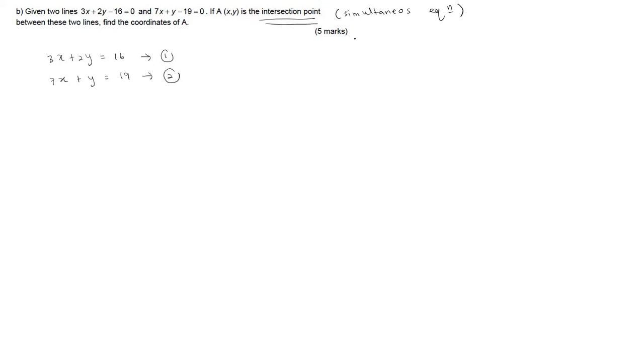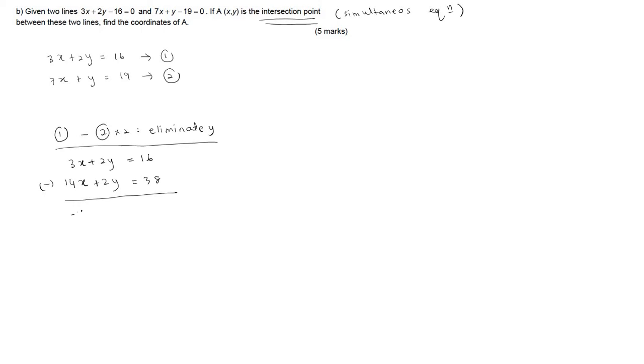For simultaneous equations, you can choose whether you want to do the substitution method or the elimination method. For me, I want to use the elimination method. So equation 1 minus equation 2 multiplied by 2, because I want to eliminate y. So equation 1, 3x plus 2y equals 16, minus equation 2 multiplied by 2, so 14x plus 2y equals 38.